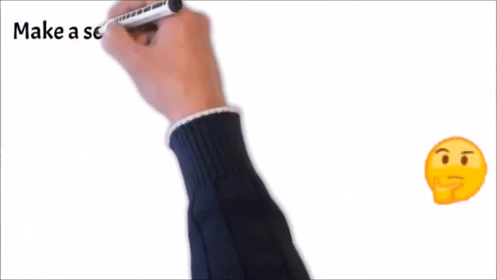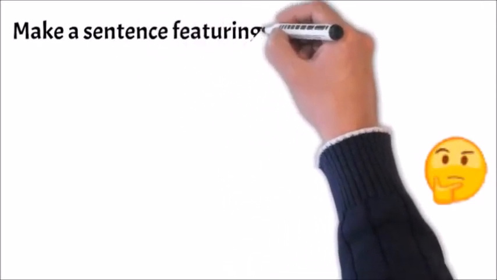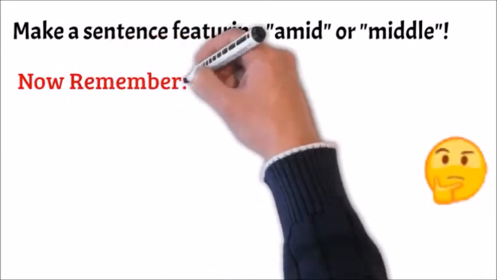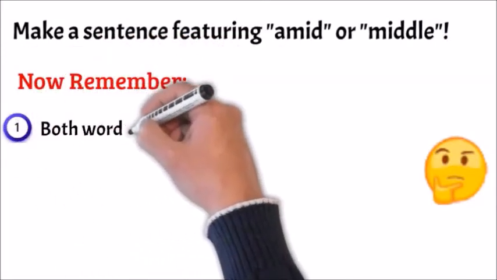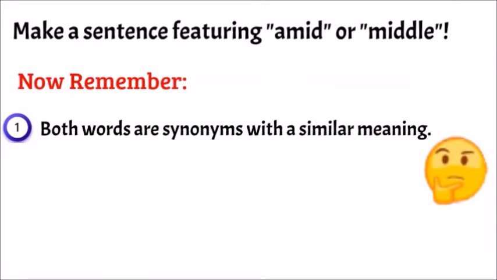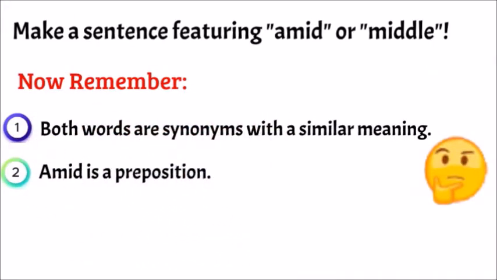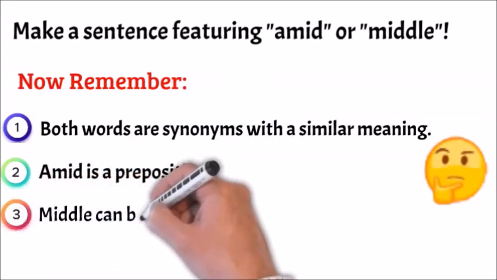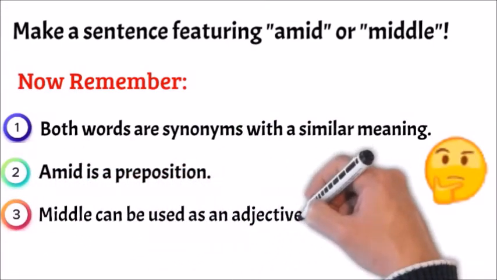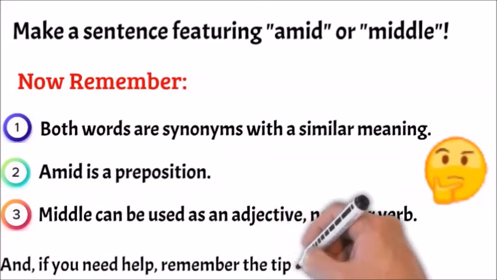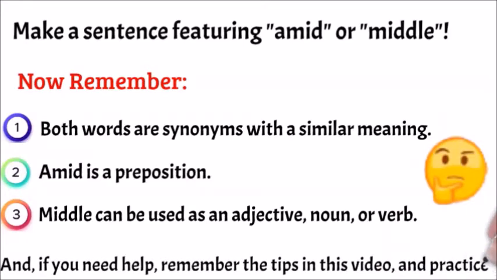Now for this week's sentence challenge. Make a sentence featuring amid or middle. Now remember, number 1, both words are synonyms with a similar meaning. Number 2, amid is a preposition. And number 3, middle can be used as an adjective, noun, or verb. And if you need help, remember the tips in this video and practice.